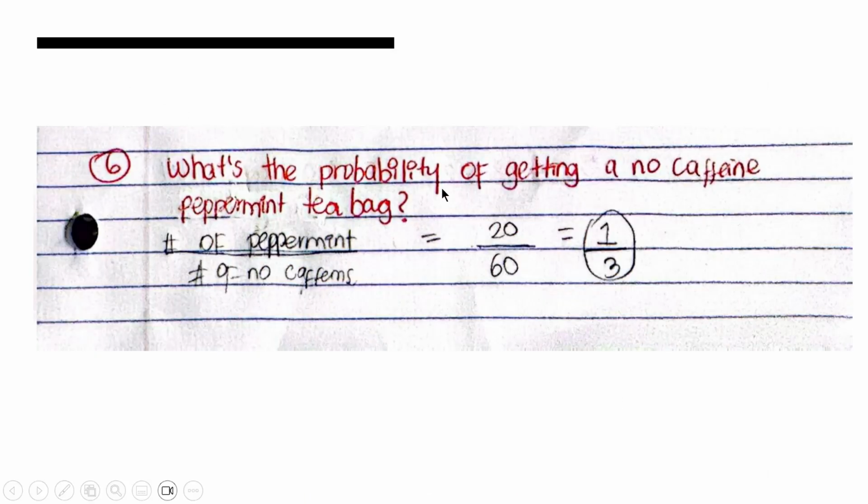Number 6, probability of getting a no caffeine peppermint tea bag. In here, we need to identify how many bags of peppermint are in the data set over the number of no caffeine tea bags. So we have 20 over 60. That will be 1 over 3.